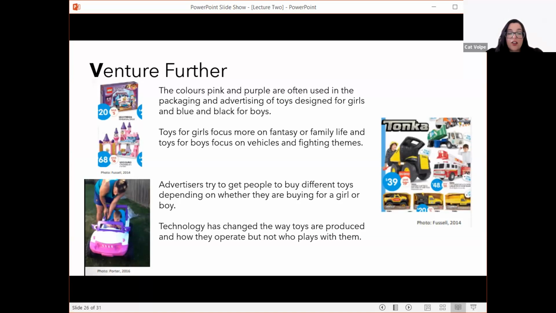And technology has changed the way that toys are produced and how they operate, but not necessarily who plays with them. Okay, so there might be some girls in the class who say, I actually really like playing with superhero toys. So they'll discover that there may not be one specific type of toy for a girl or one specific toy for a boy, that everybody might have a different idea of what they like to play with.